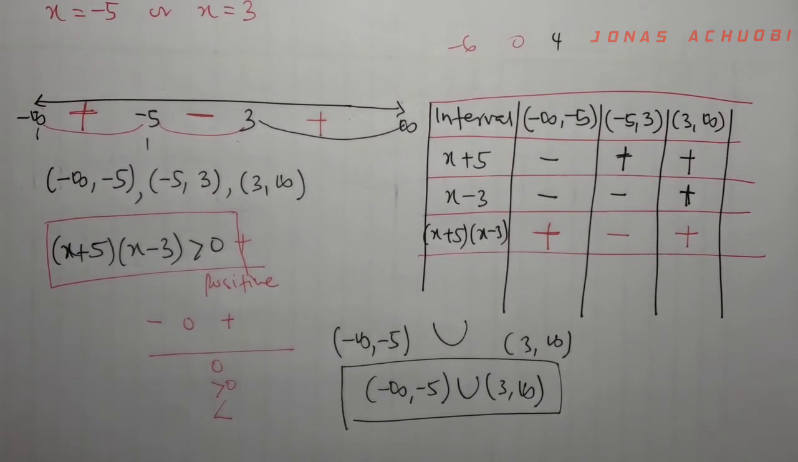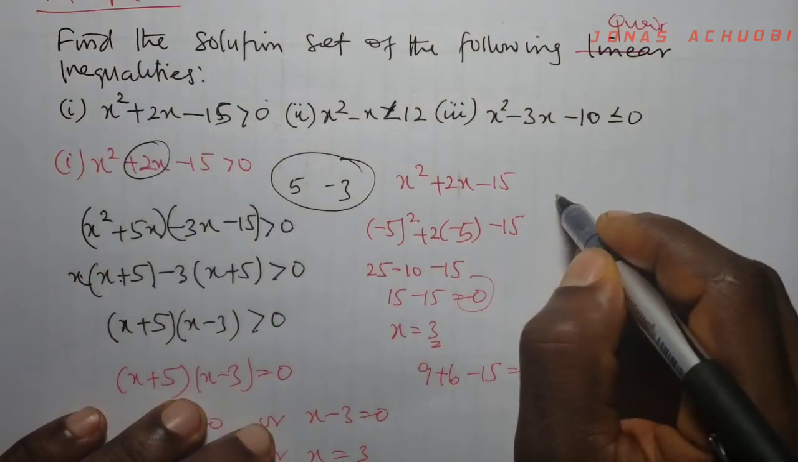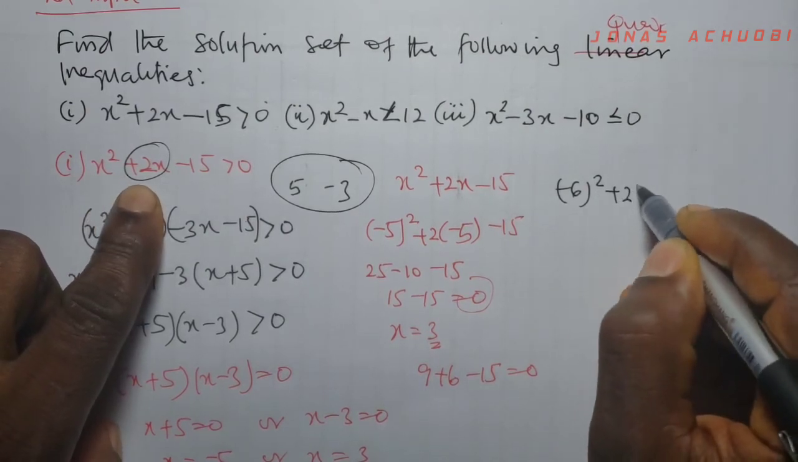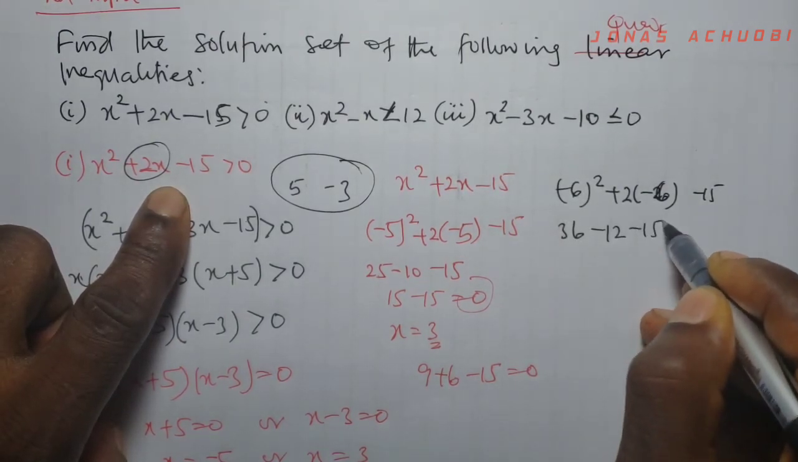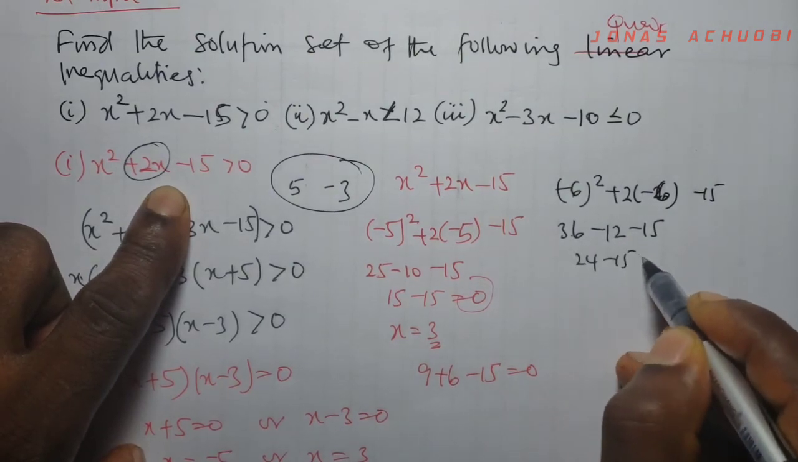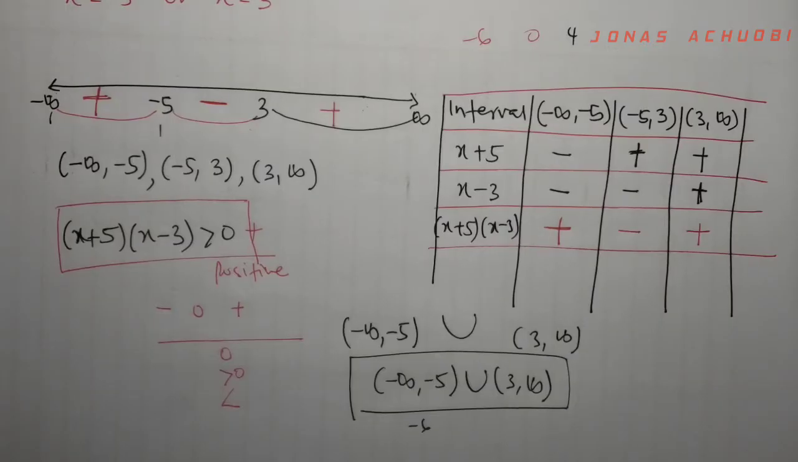What this implies is that any value that we pick from this interval or both of the intervals will always satisfy the inequality. Let us just check very quickly. Let us pick one from this interval and see what happens. So let us pick minus 6 and see if it satisfies the inequality. So if we pick minus 6, we have minus 6 all squared plus 2 into minus 6 minus 15. This is 36 minus 12 minus 15. So 36 minus 12 is 24, minus 15, and that is 9. And 9 is clearly greater than 0. And if we pick another value from the second interval, let's see, we pick 4 and check. We shall also observe that 4 satisfies the inequality.